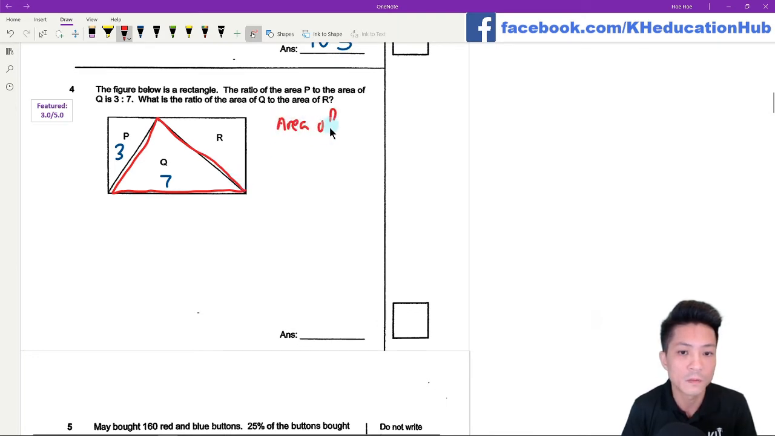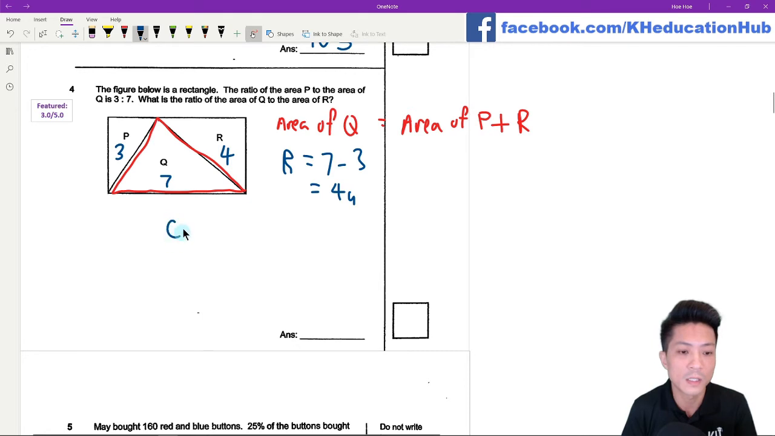Area of Q equals to area of P plus R. Okay, which means that R will be 7 minus 3, which is 4 units. So this is 4, right? So the ratio of the area of Q to R is 7:4.